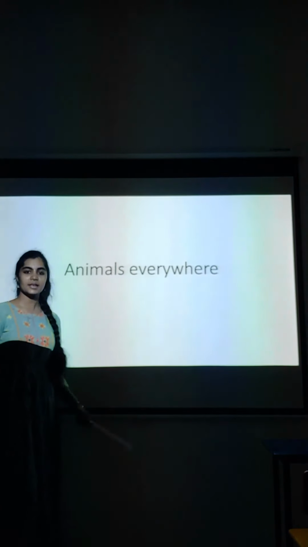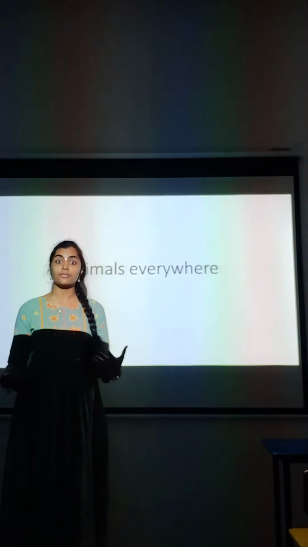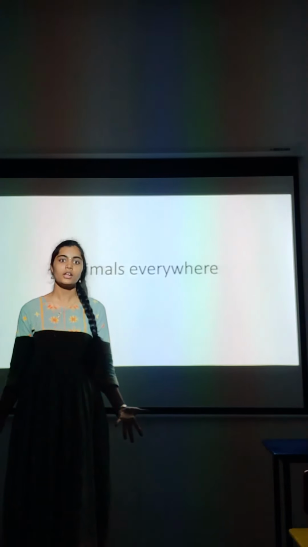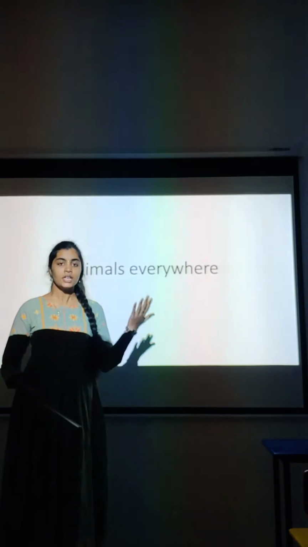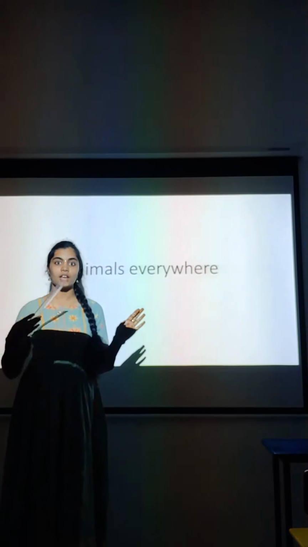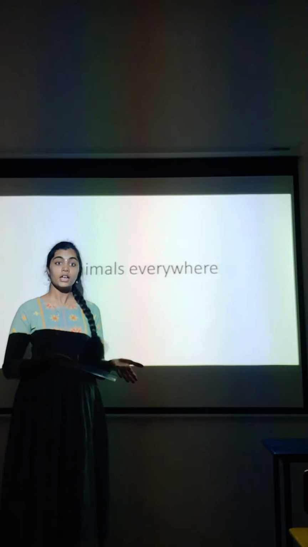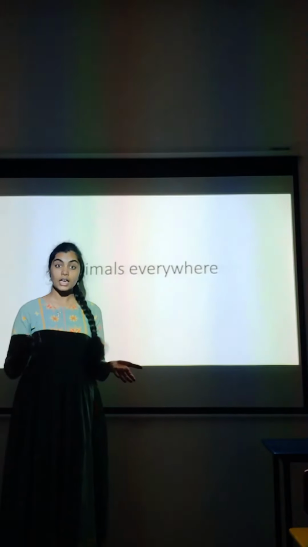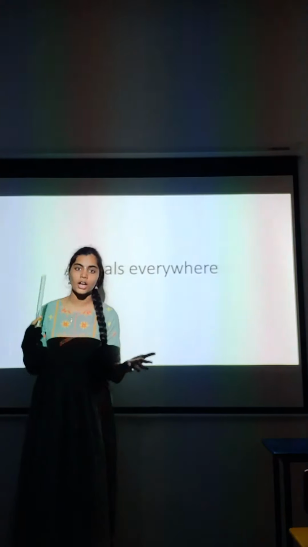Now, let us discuss animals everywhere. We know we have a very wide variety of animals all around us. Some animals live along with us, like our pet animals. Some animals live in forests. Some animals live in the wild. Some animals live in water as well, right? Some animals fly in the air. So we have a very wide variety of animals all around us.